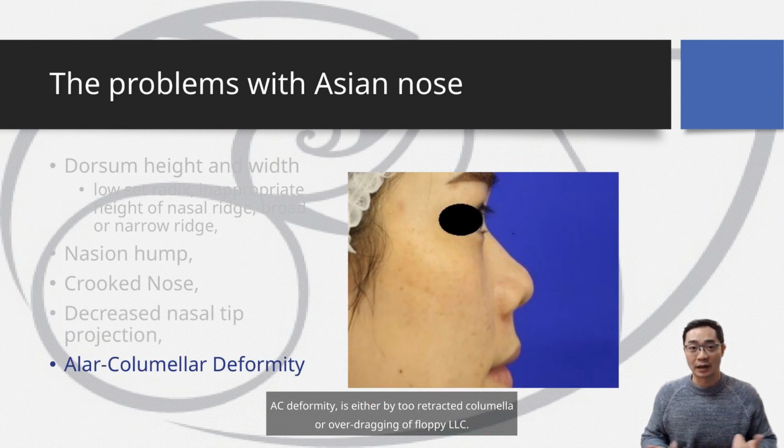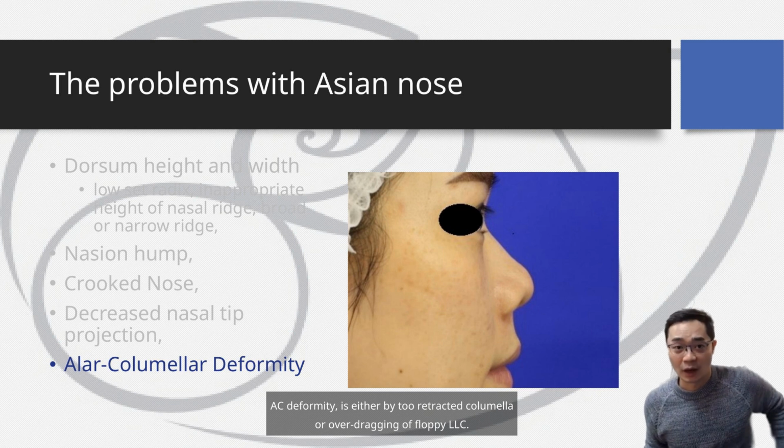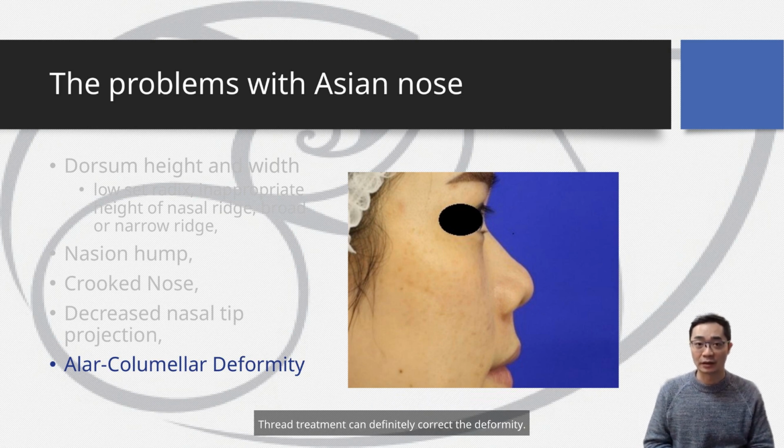AC deformity is caused either by a too retracted columella or overdragging of floppy LLC. Thread treatment can definitely correct the deformity.